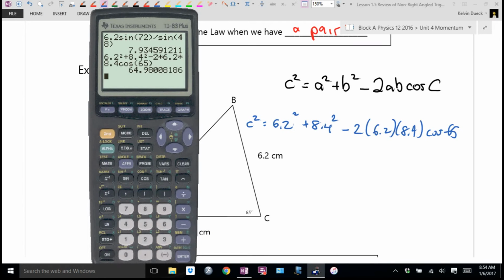Where did I get 65 from? The angle? Is it 65 on your sheet? Can you read it? Oh, okay. I was hoping you could read it. I had trouble getting all the fonts and everything in. These are harder to make in Word than you realize.